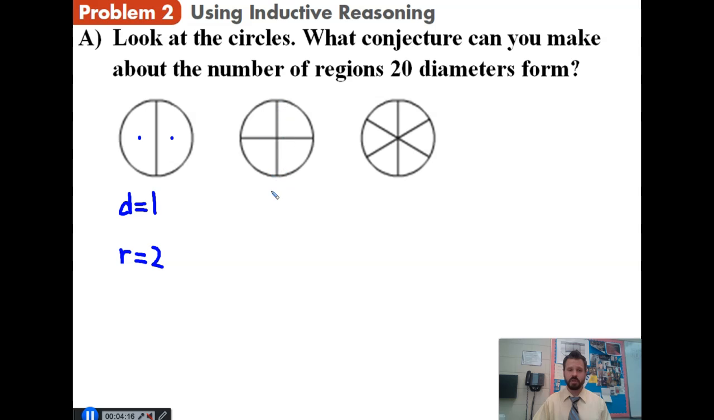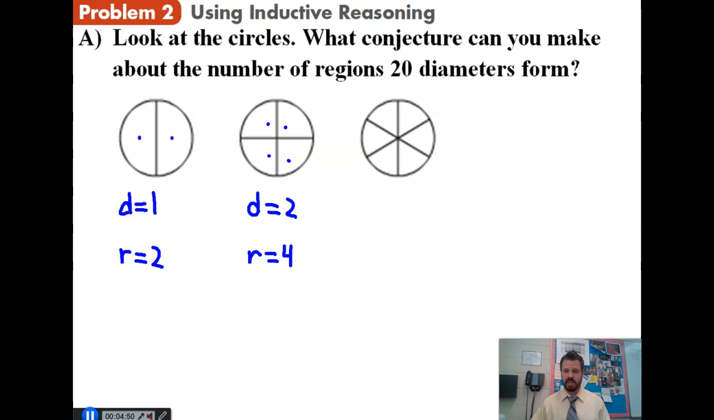Second circle, I see 1, 2 diameters, so we could say D is equal to 2. And there are 1, 2, 3, 4 regions in the circle. We'll say R equals 4. Now what I could do is keep counting up like that, or I could draw a circle with actually 20 diameters in it. Now that's going to be a little bit of a pain to do. It's probably going to be a pretty ugly circle. So what I'd like to do is look for a pattern, a relationship between the number of diameters and the regions, so I can make a prediction about the 20 diameters without actually drawing them.